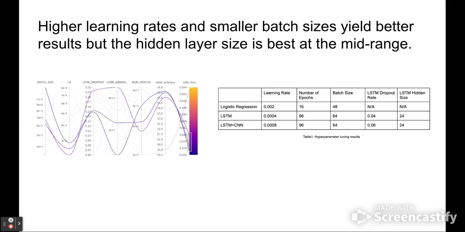In this part, we tune the parameters of our model, and we use Weights and Biases to track these results. In this figure, you can see that the validation loss and accuracy will vary as we alter these parameters. For the specified ranges, it can be seen that higher learning rates and smaller batch sizes are giving better results, while the hidden layer for LSTM is better if it's in the mid-range. Finally, you can see on the right our final parameters for our models.